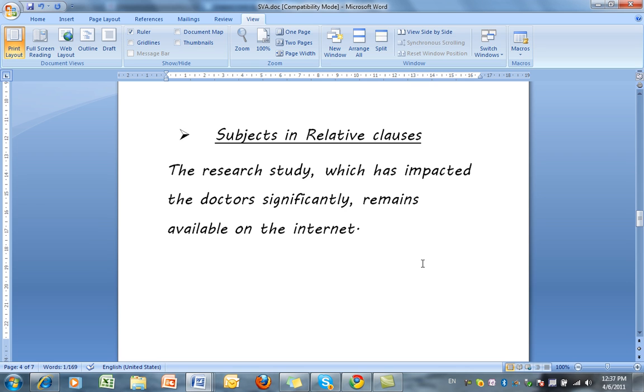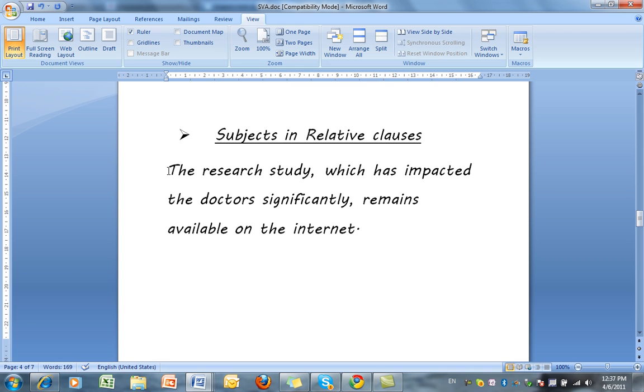Now, often we have problems with relative clauses, because relative clauses are complex sentences. A sentence with relative clauses is a complex sentence, which means there's going to be more than one verb. So for example, the research study, which has, that's a singular verb, has impacted the doctor significantly. And then here's another verb, remains available on the internet. So it's very important that this verb matches and this verb matches.